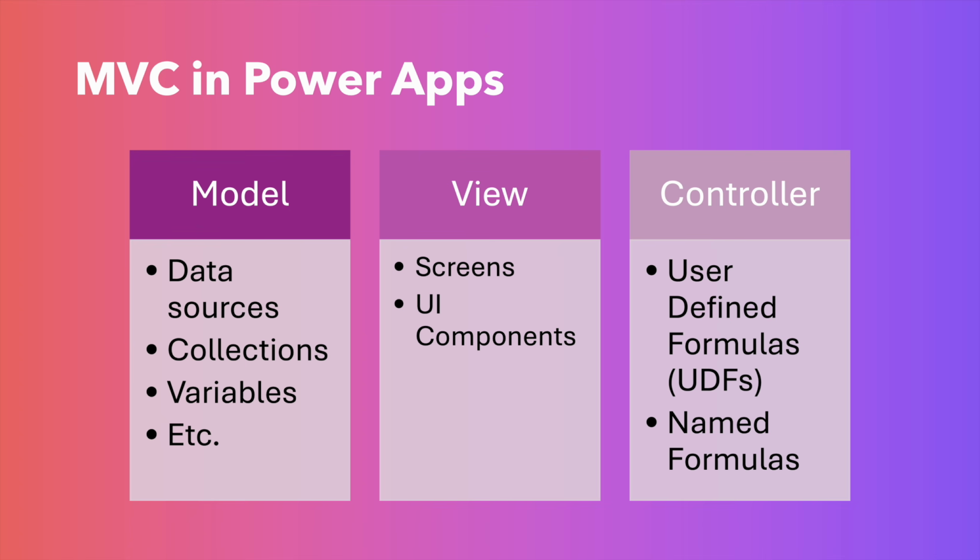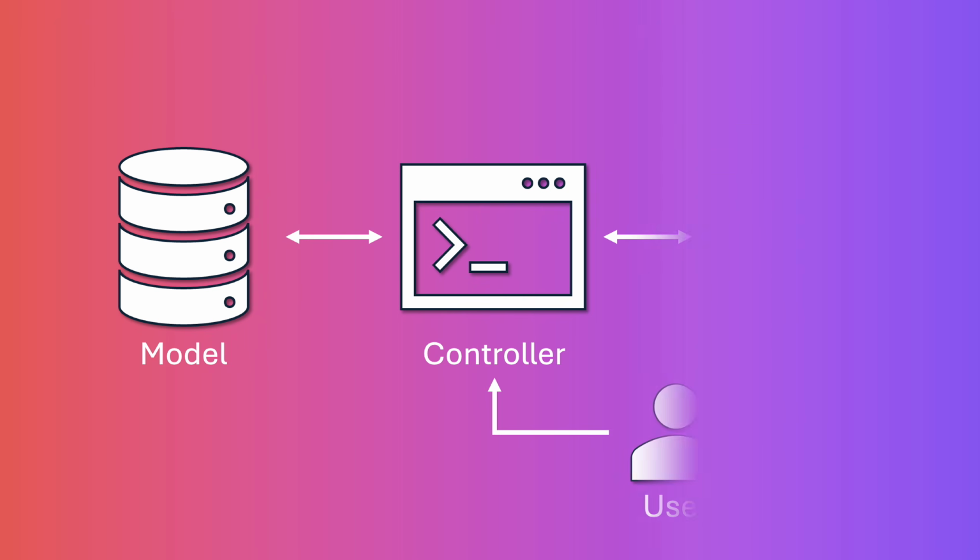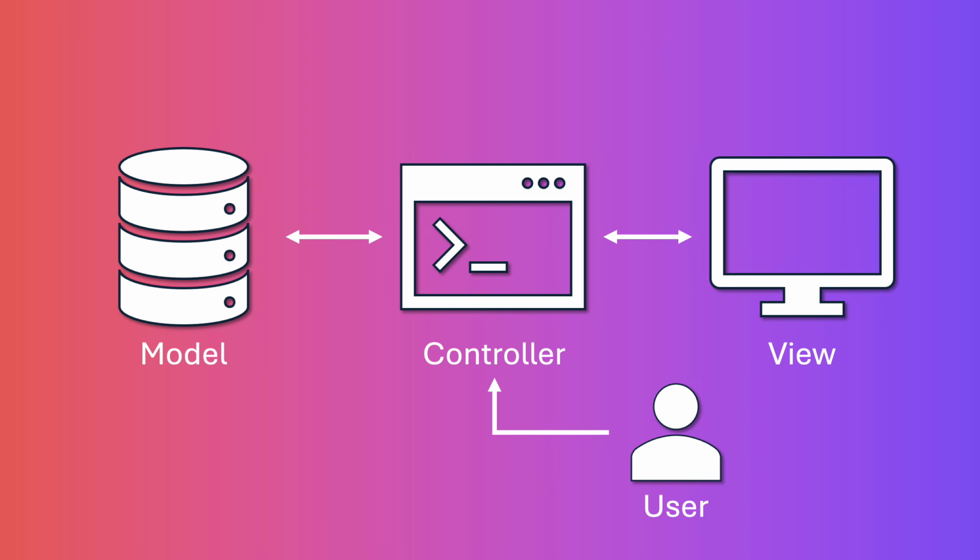The way I generally think about my formulas in apps is that the controller lives inside of named formulas and user-defined functions. These let you centralize your logic and make it reusable. And in a way, it completely separates your logic from the UI. Each layer has one responsibility. The view shows data, the controller decides what happens, and the model manages the data itself. The controller acts as the intermediary between the view and the model, and that ensures that there's a separation of concern.